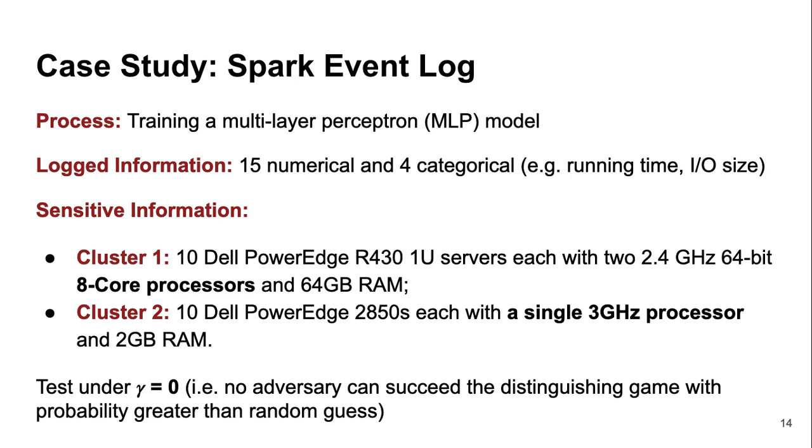To perform the tests, we generated one set of logs using each cluster. Each set contains 100 log files generated by repeating the training process 100 times. We perform the test under gamma equals 0, meaning that we want to test whether the adversary can succeed in the distinguishing game with probability greater than random guess.